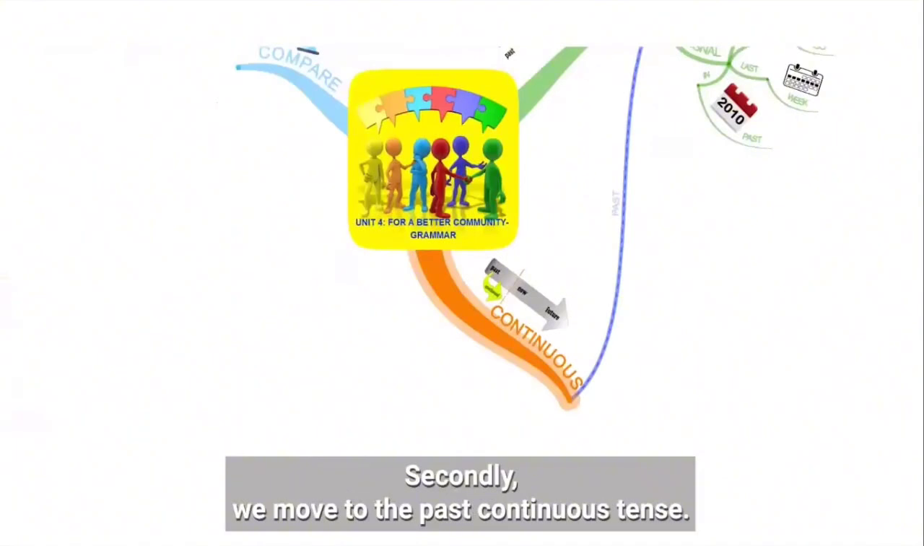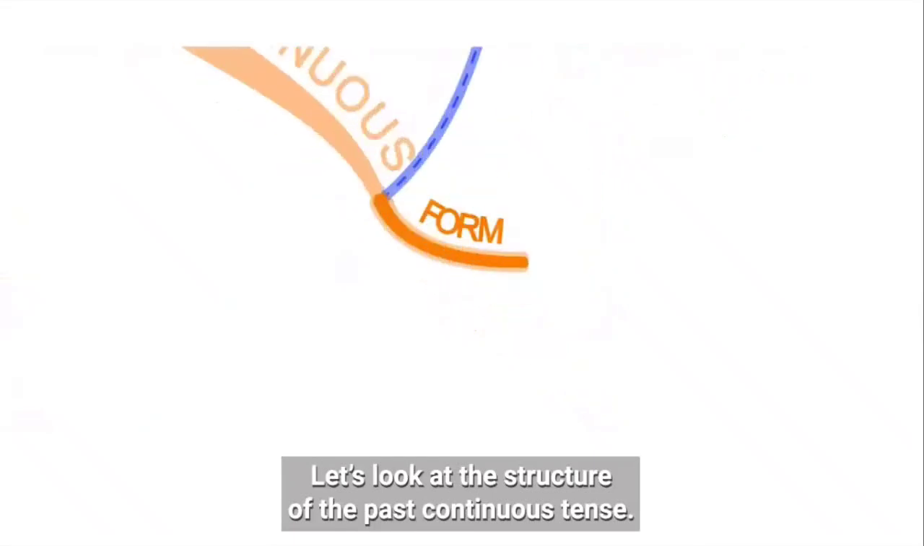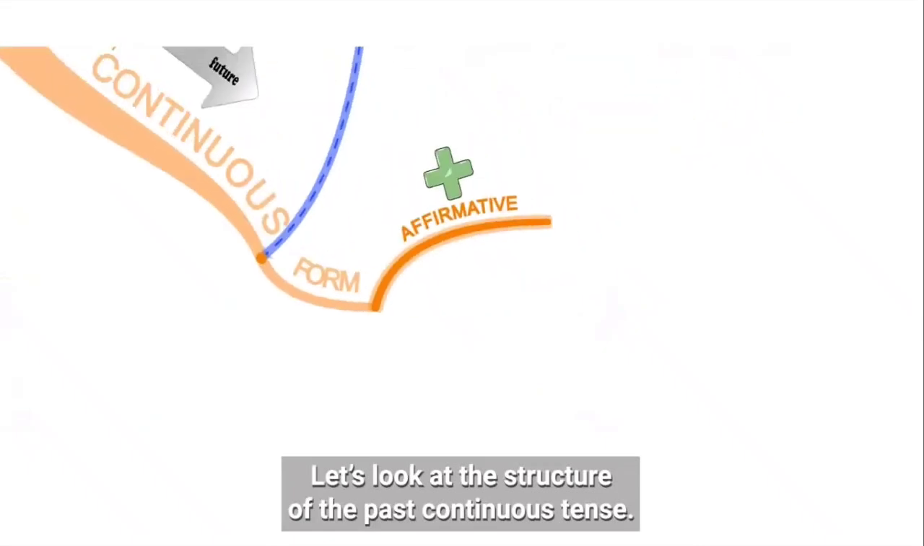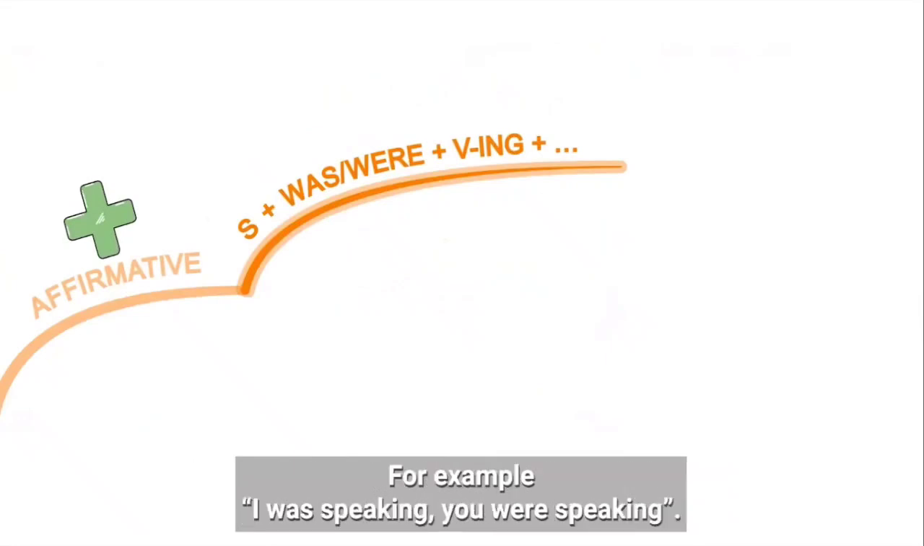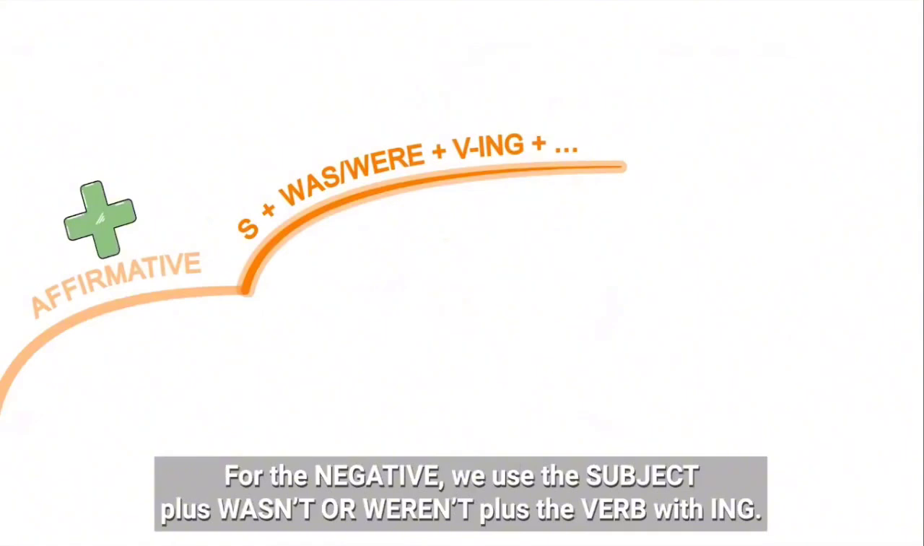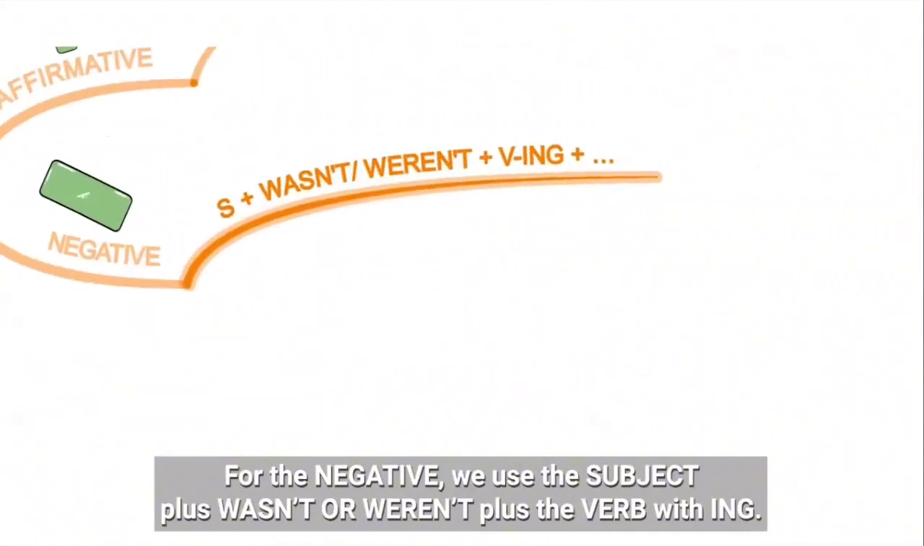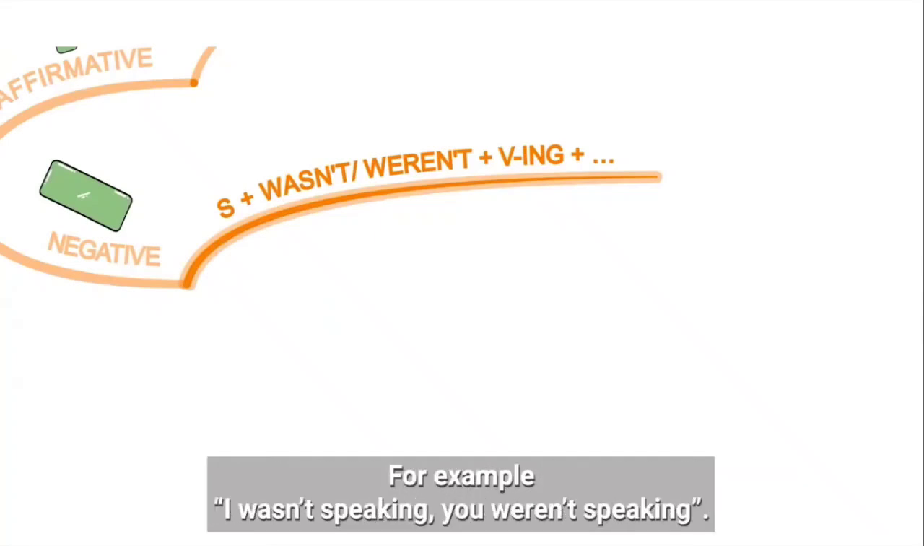Secondly, we move to the past continuous tense. Let's look at the structure of the past continuous tense. For affirmative, we use the subject plus was or were plus the verb with ing. For example, I was speaking, you were speaking. For the negative, we use the subject plus wasn't or weren't plus the verb with ing. For example, I wasn't speaking, you weren't speaking.